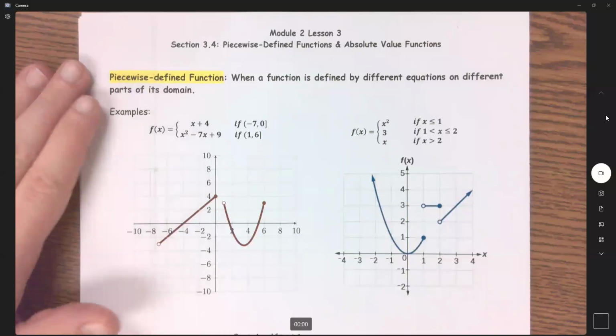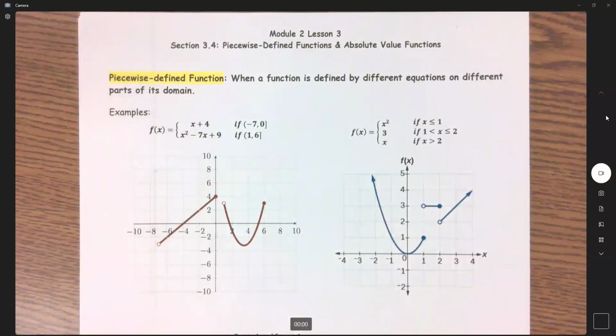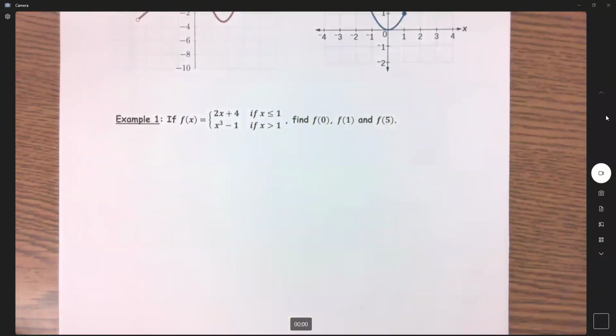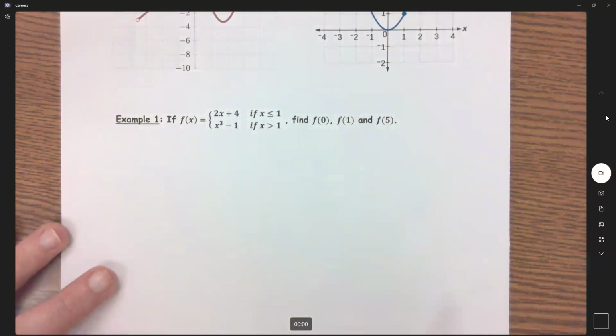In the last video, we went over the definition of a piecewise defined function, and we went over a couple examples. So now let's get into example 1 where we need to evaluate. It says if f of x equals, find f of 0, f of 1, and f of 5. So we kind of need to find 3 different values here.